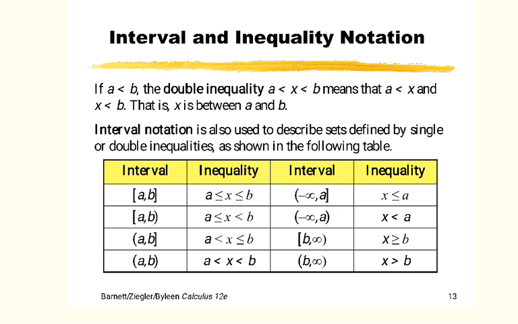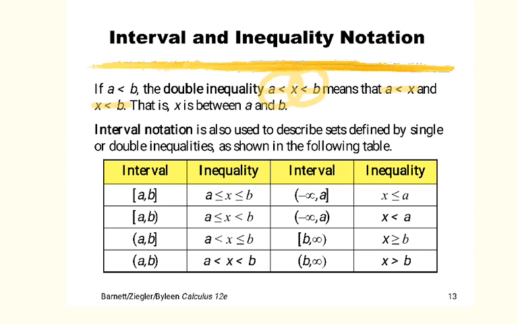Okay, so it says here, if A is less than B, the double inequality, and let's highlight that. X greater than A and X less than B means that we basically read this portion first, X is greater than A, and this portion second, X is less than B. Okay, and this just means that X is in between A and B.